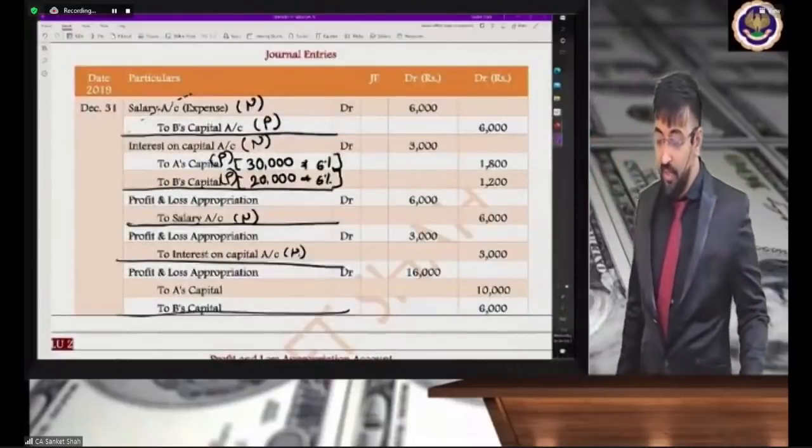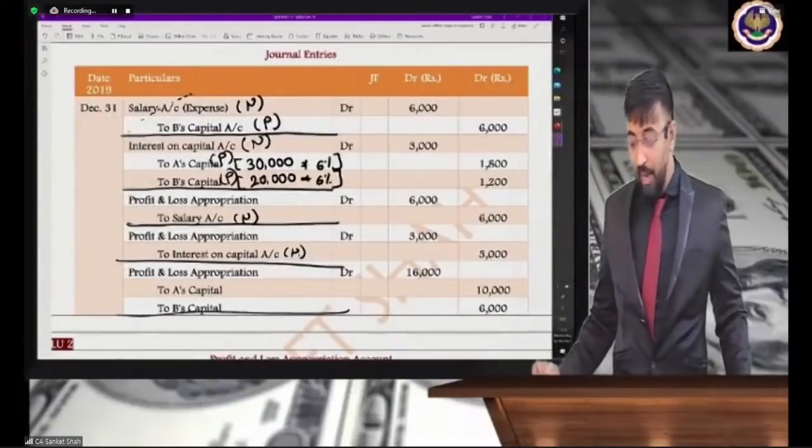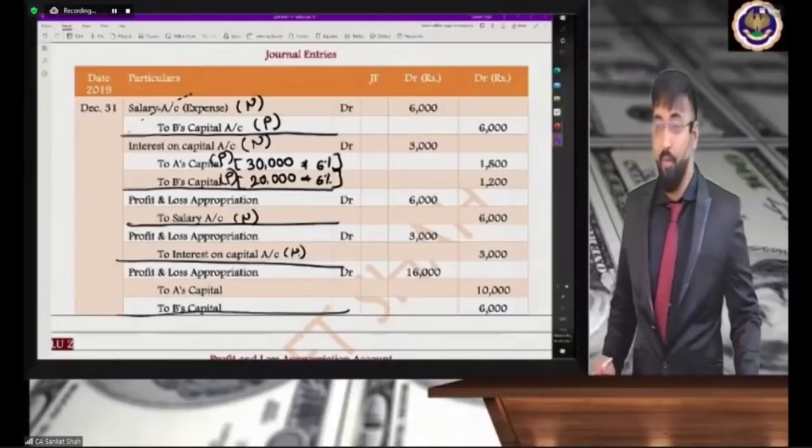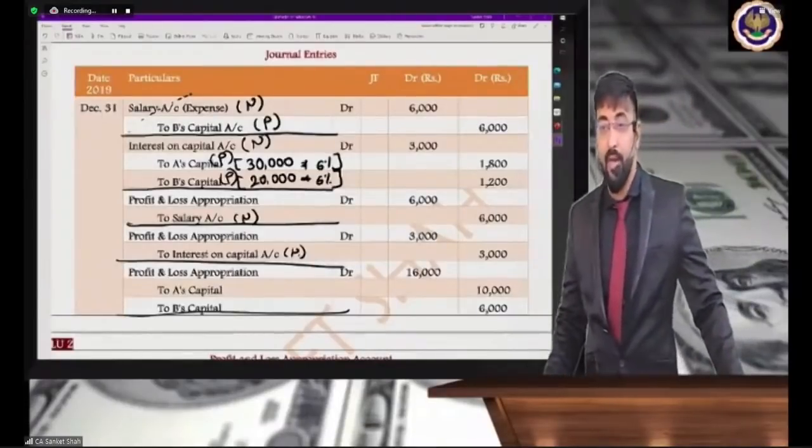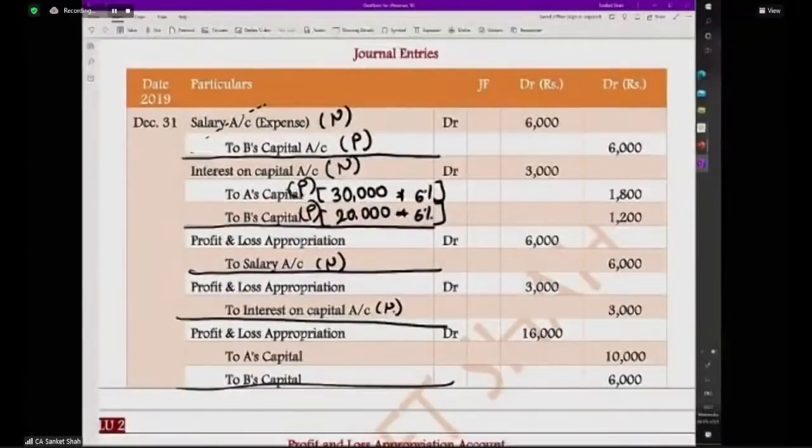So you can take a screenshot of this. P&L appropriation account debit to A's capital to B's capital. So wait. Take a screenshot. Salary account debit to B's capital. Please recall it properly. Salary to B's capital. Second one is interest on capital to A's capital to B's capital. Then P&L appropriation account debit to salary to interest on capital. And what is the balance which is remaining in P&L appropriation is not 25,000. It is 16,000. If you prepare that P&L appropriation account, it will give you 16,000 rupees. And that is transferred in the ratio of 5:3.